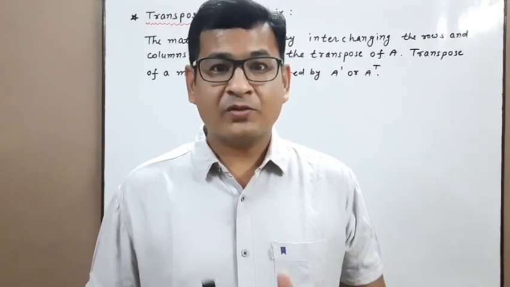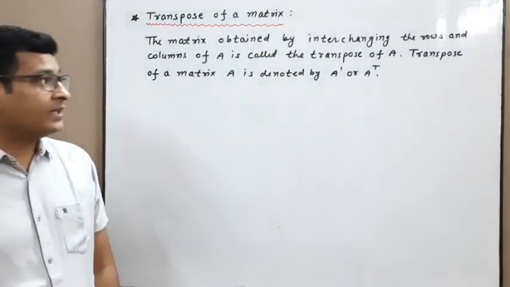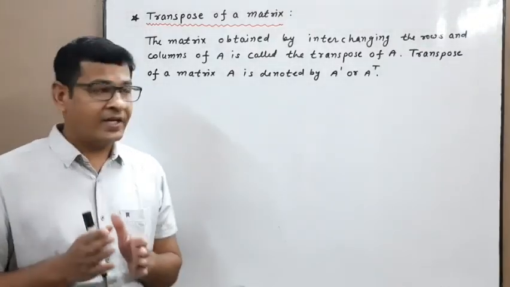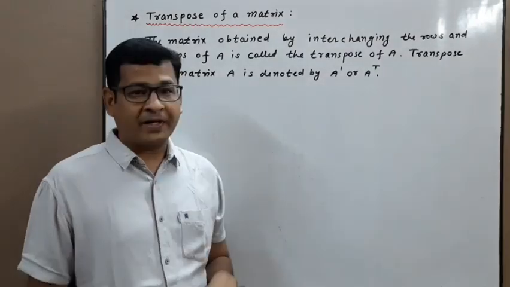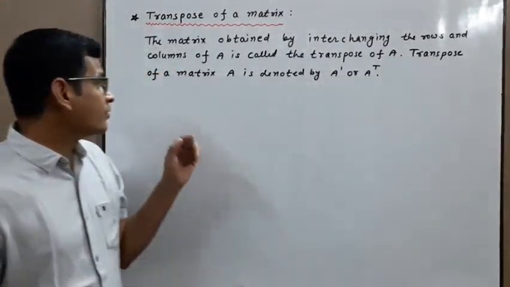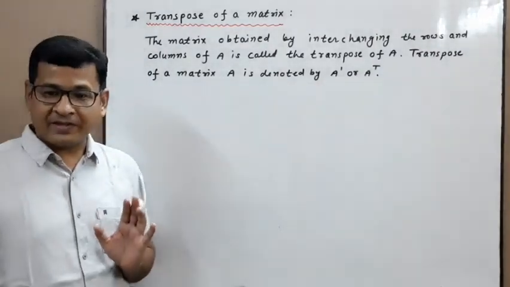Hello students, today we are going to discuss transpose of a matrix. The matrix obtained by interchanging the rows and columns of a matrix A is called the transpose of matrix A. Transpose of a matrix A is denoted by A' or A raised to the power capital T.